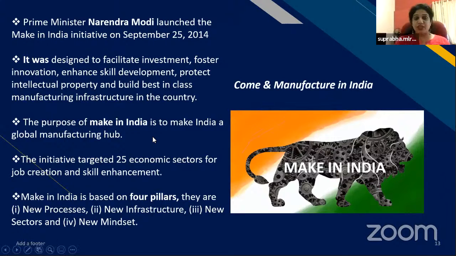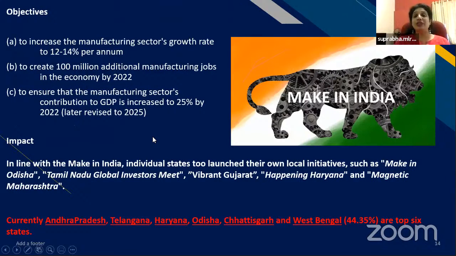So what was the main objective of Make in India here? They wanted to increase the manufacturing growth rate from 12% to 14% per annum. Next, they wanted to create 100 million manufacturing jobs. By 2022, they wanted to create 100 million job opportunities in the manufacturing field. The third main objective was to ensure that the manufacturing sector's contribution to the GDP should be increased by 25%. Obviously, everything will contribute to the GDP of a country, correct? So from the manufacturing sector alone, they wanted a 25% contribution towards GDP. These three were the major objectives.